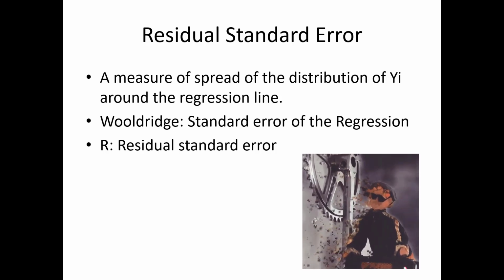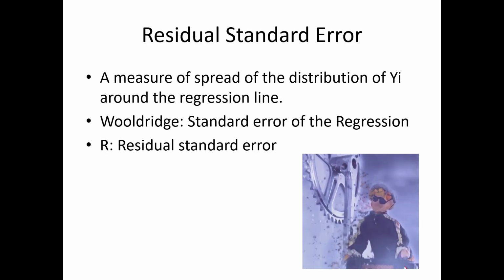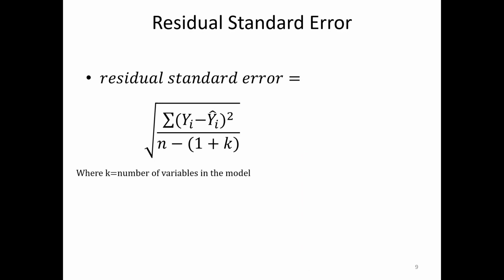And we can calculate that. So I'm going to step you through the calculations of residual standard error. But first, let's go over the equation. Residual standard error equals the square root. And in the numerator, it's the sum of yi, or the observed y's, minus the predicted y's at i. All of that difference is squared, all over n, number of observations, minus 1 plus k, where k is the number of variables in the model.